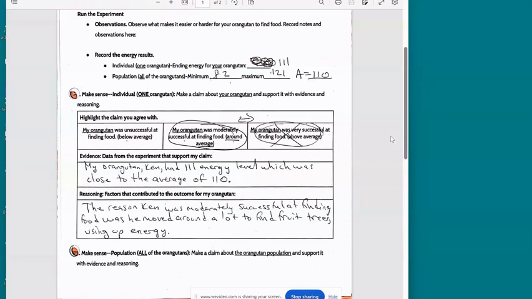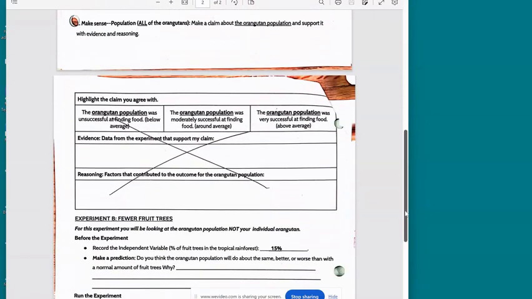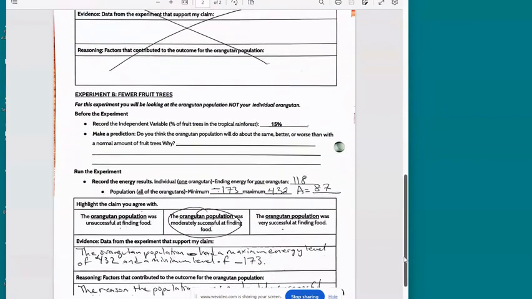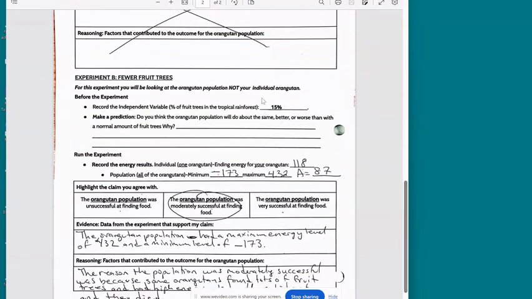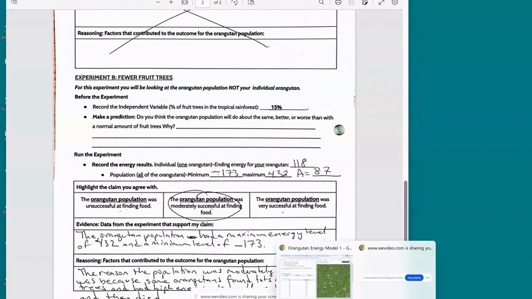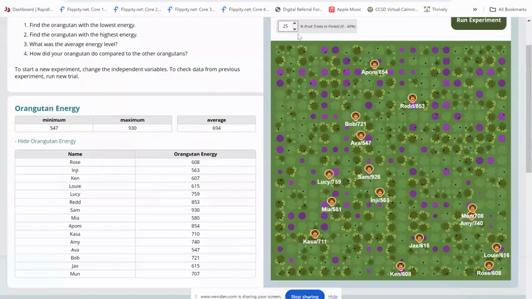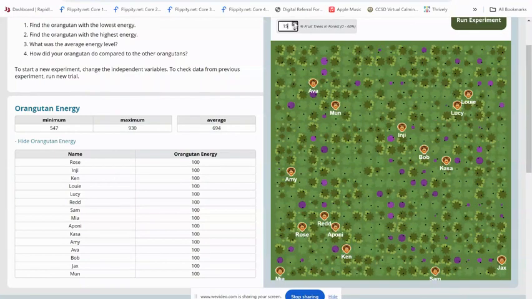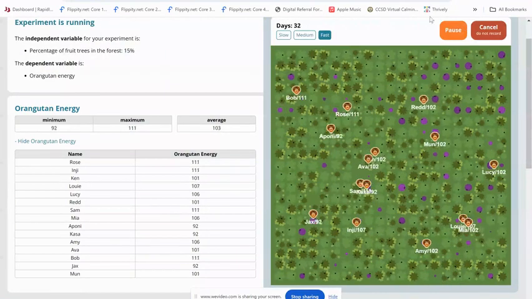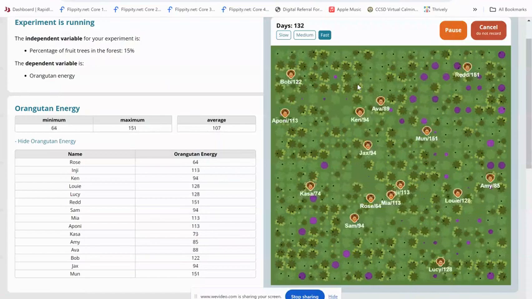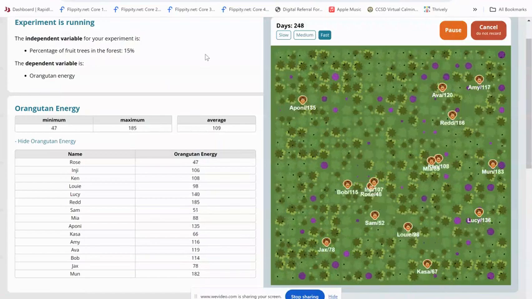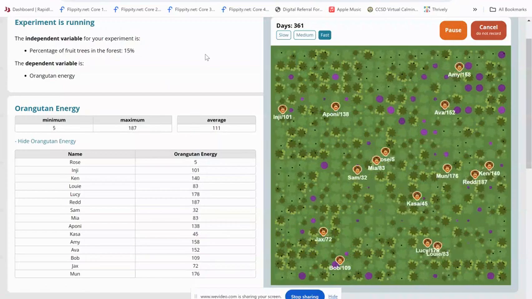Once we do that, then on the next page, cross off the top. We're not doing that part, but change it to 15%. So now in the simulation, right here, you will change this down to 15. Whoops. And then hit run again. And then once it runs, you're going to record the numbers for your orangutan.